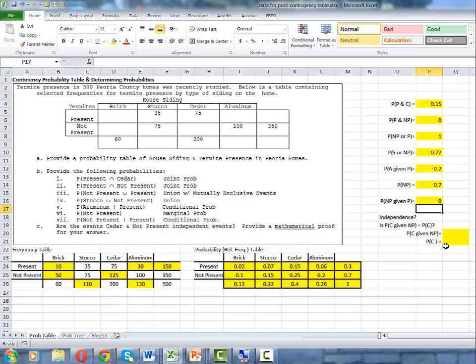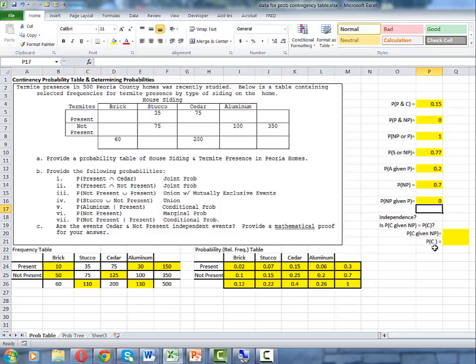So now we have a situation where we'd like to know whether two events are independent of one another. And all that means is, if I know the occurrence of one event, does that change the probability of the occurrence of another event? So basically, is this true? The probability of C given NP, so the probability a house is cedar given that we know that there's no termites present, is that exactly the same as the probability of a cedar home?